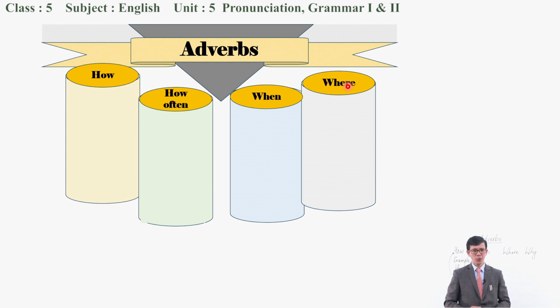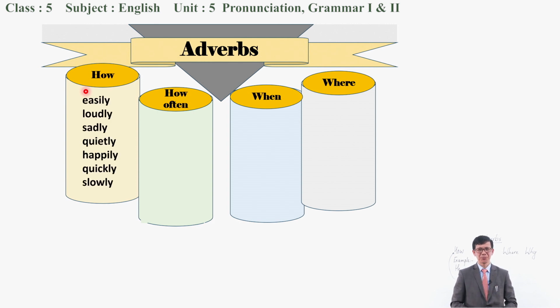Now let us discuss. What's the answer of how? I will write it here. You can tell me easily. How did he solve the problem? Easily. He solved the problem easily. This is the answer of how. Look here, loudly. How did he speak? Loudly. This is the answer of how. And look here, sadly, quietly, happily, quickly, slowly. These are the answers of the question how.